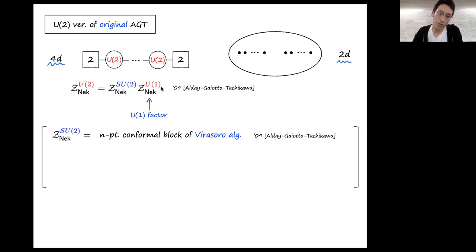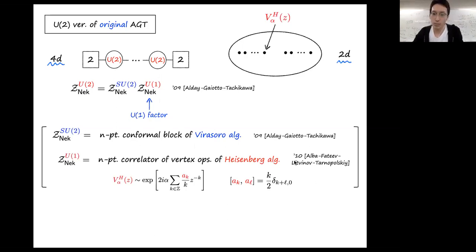And then the natural question is, what about this factor? Is there any way to interpret this U1 factor in terms of 2D language? And there is such an interpretation that was studied by these people and some others. They claim that this U1 part is also written as an n-point correlation function of some vertex operators. But this vertex operator has nothing to do with the Virasoro algebra. It is a vertex operator of a Heisenberg algebra. This Heisenberg algebra is an extra Heisenberg algebra, in addition to the Virasoro algebra. So we are considering the product of the Virasoro algebra and the Heisenberg algebra, a mutually commuting product, or tensor product, if you like.